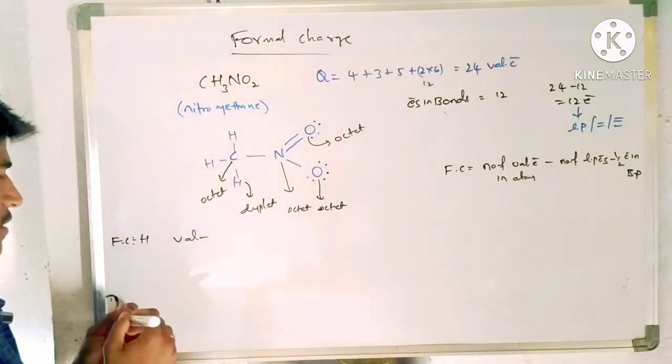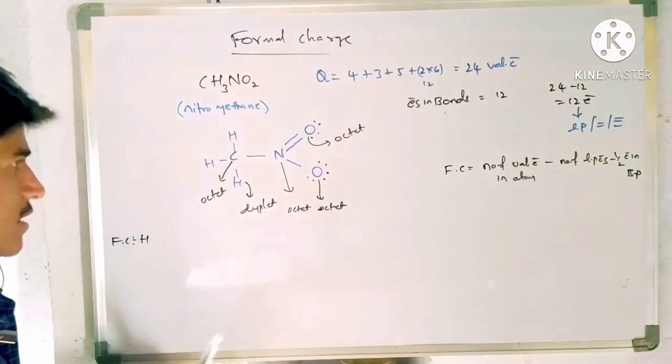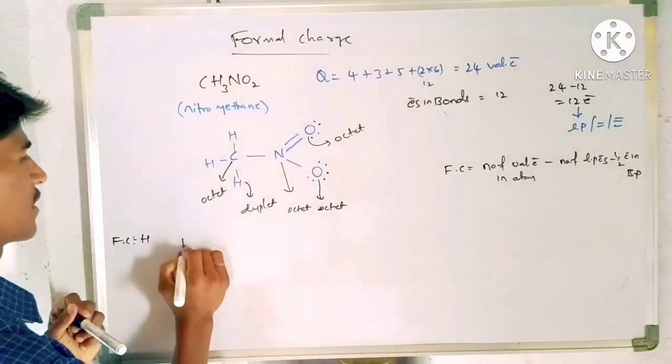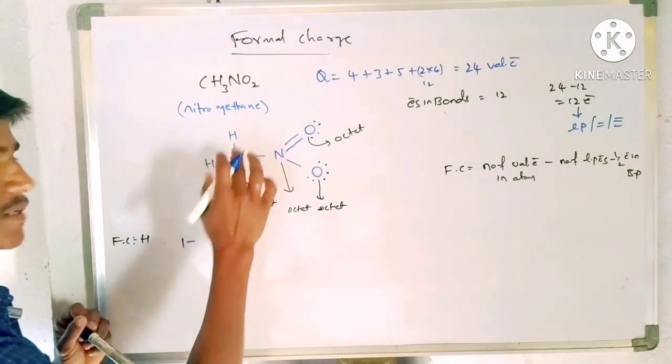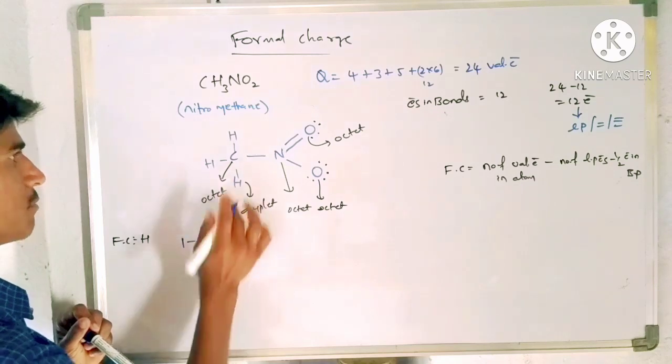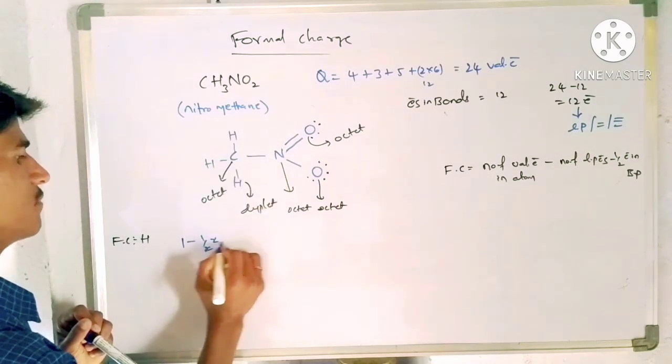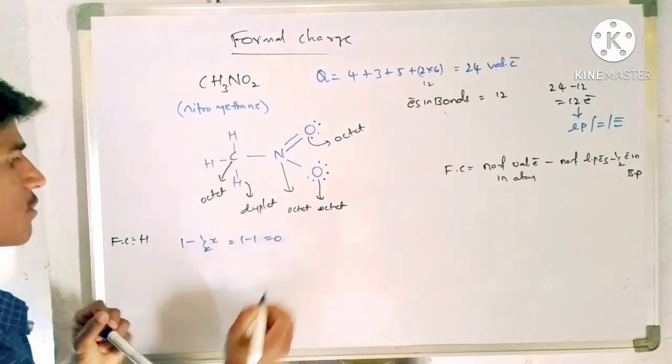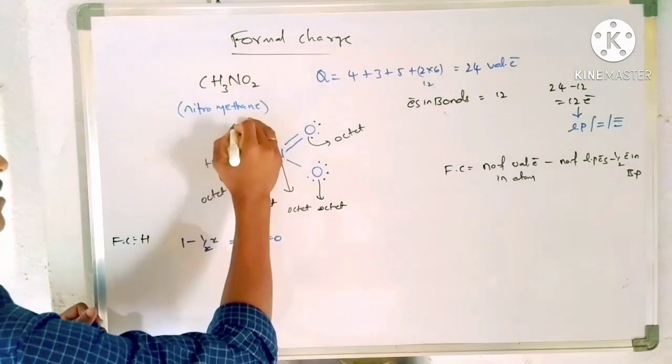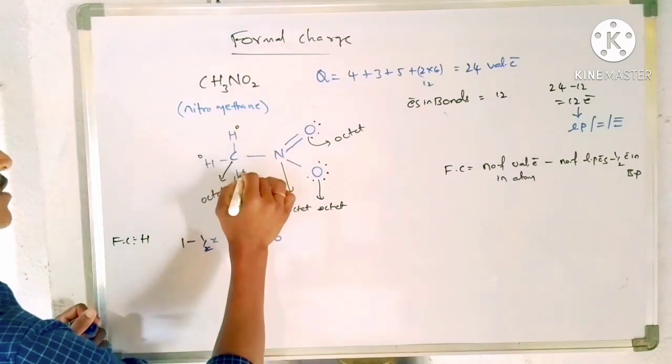Here for the hydrogen atom, how many valence electrons are there? Only 1 valence electron. Now it forms how many bonds? Only 1 bond. So 1 by 2 of 2 electrons is 1, and 1 minus 1 is 0. So the formal charge for the hydrogens is 0, 0, 0.